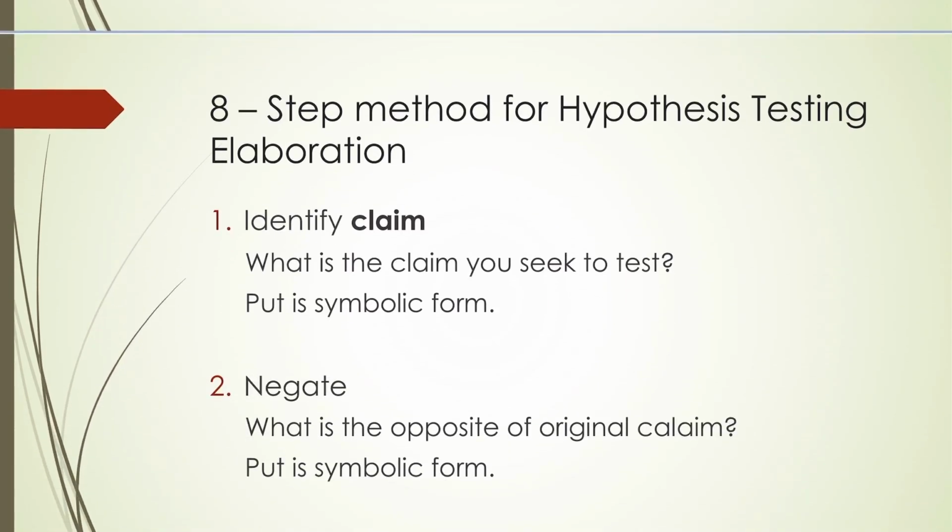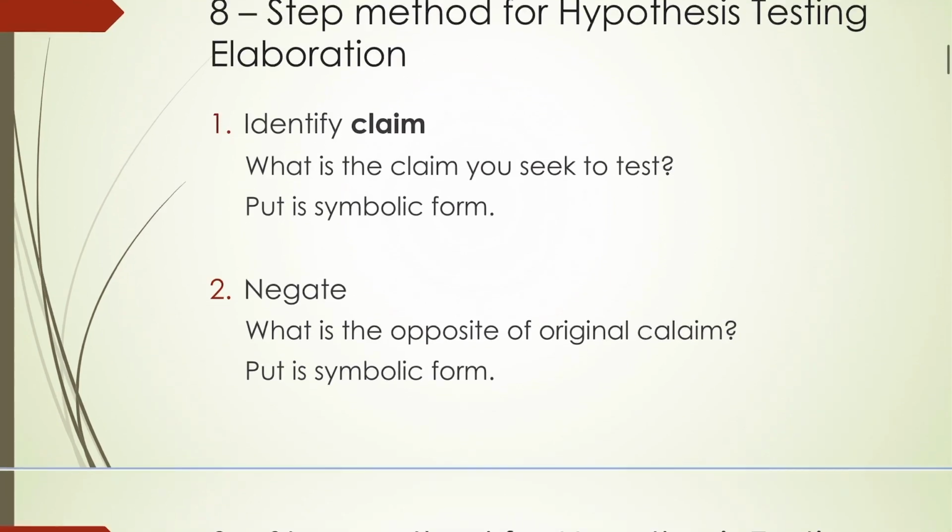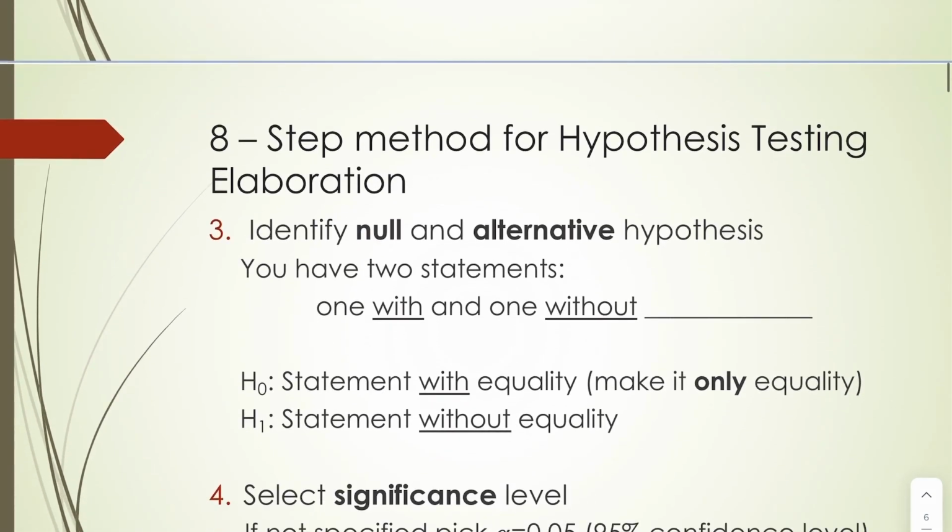First, identify the claim you're trying to validate. Then put it in symbolic form. Next, negate that claim. What is the opposite of the original claim? Put that in symbolic form. Step 3, identify null and alternative hypotheses. You have 2 statements, one and its negation. One of those is going to have an equality, and the other one is not going to have an equality.